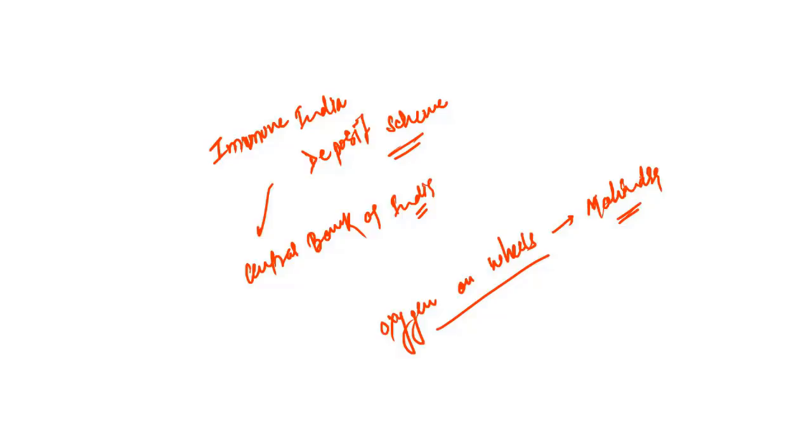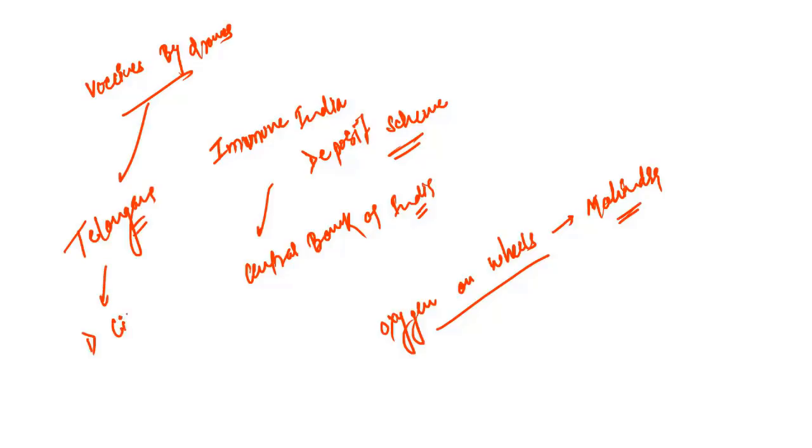Apart from that, recently, to ensure experimental delivery of vaccines by drones, Telangana government got approval from Civil Aviation Ministry. That means government is going to use drones to provide vaccines to the hinterland areas, and for this recently it got approval from the Civil Aviation Ministry. So we covered Oxygen on Wheels initiative, we covered Vaccines through Drones initiative, and we covered Immune India Deposit Scheme.